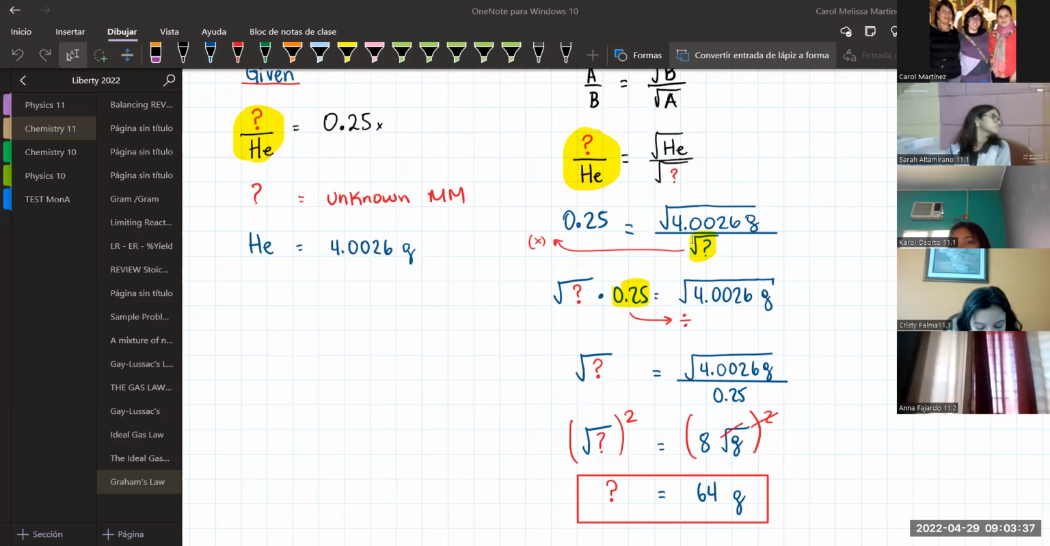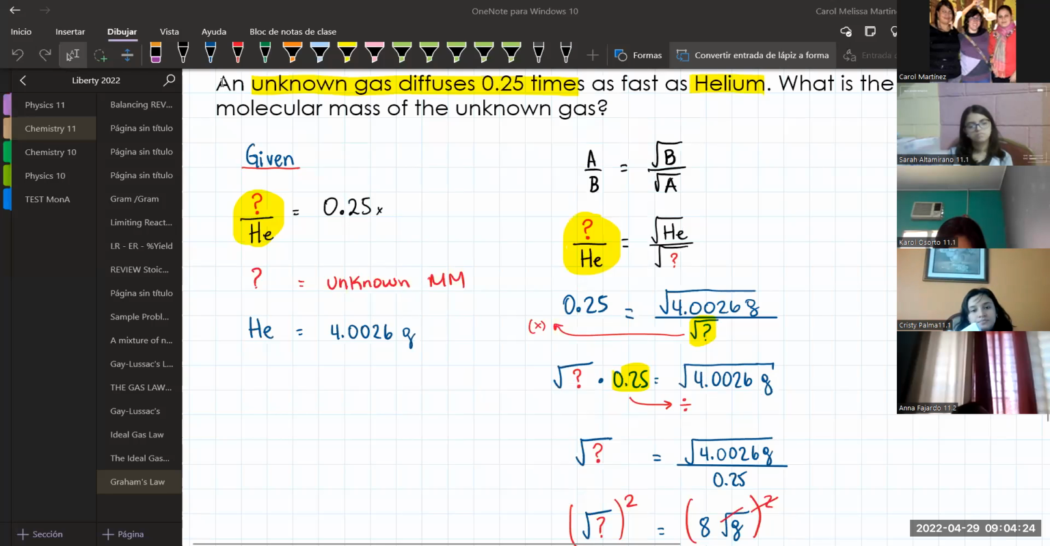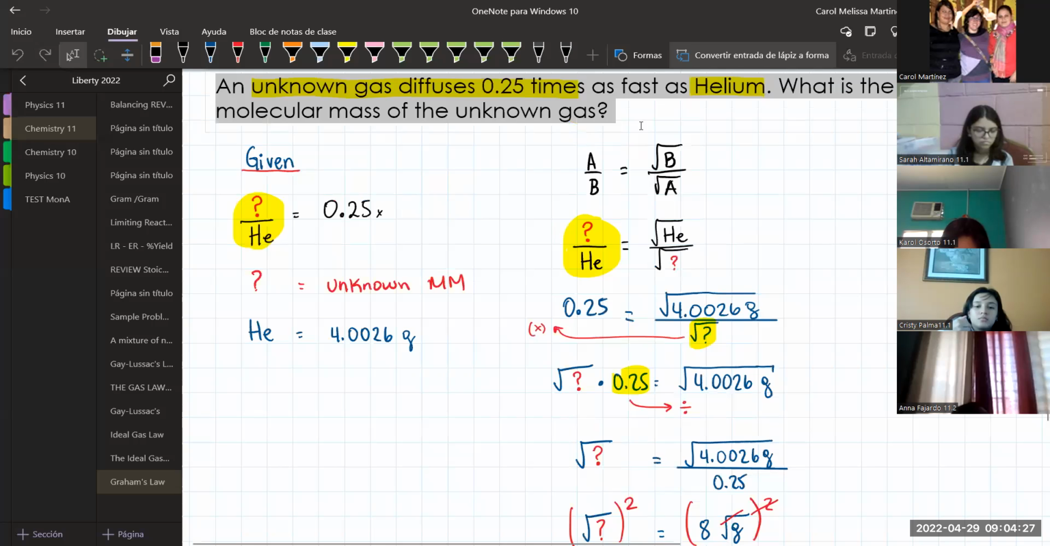Do you have a doubt? If you think that putting the square root of g is too confusing, just write the 8. And don't forget, because you are looking for the molar mass, you can write the g at the end. But where does the gram come from? Exactly, it comes from this. Okay, I'm going to explain another one of these.